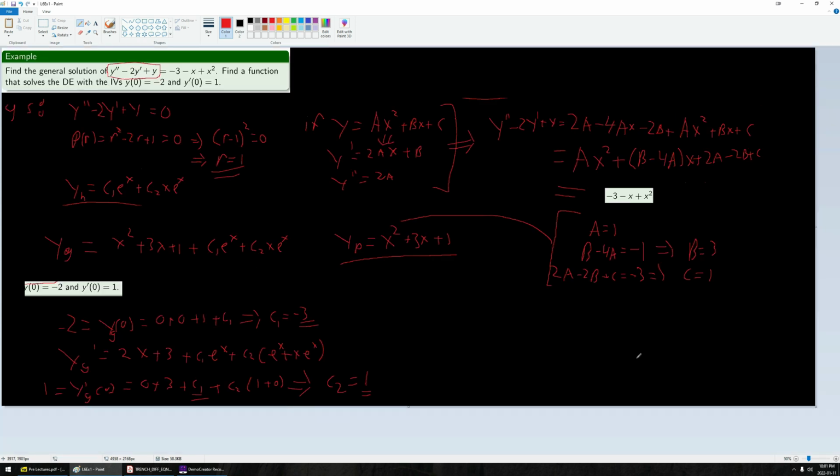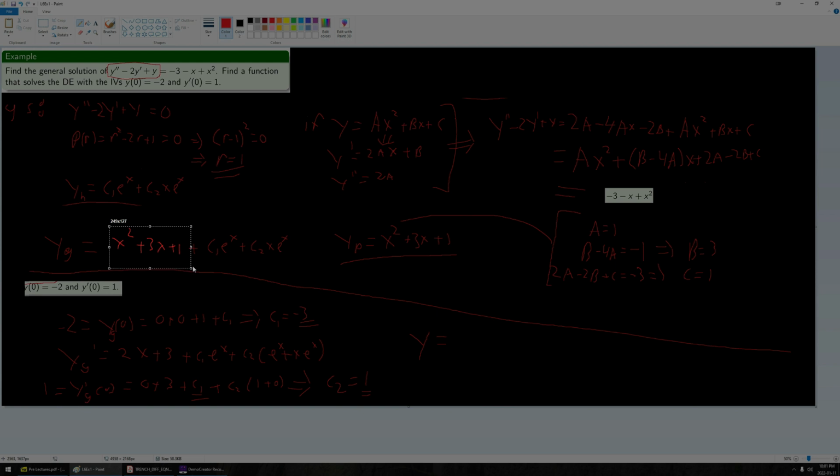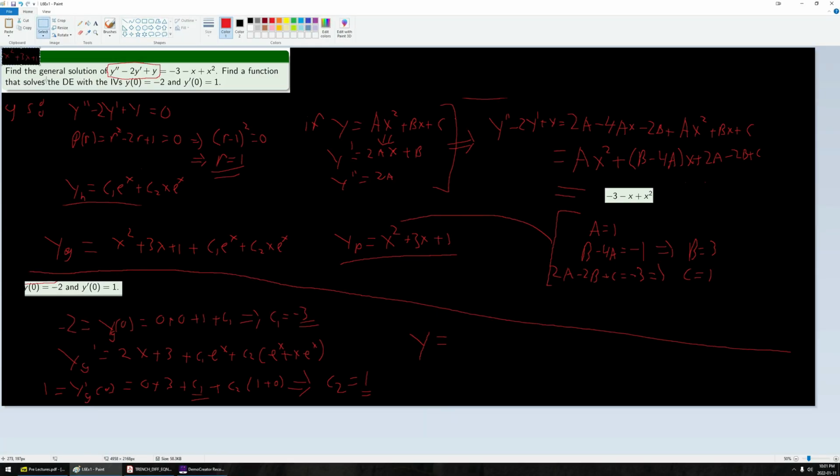Okay, so now I have my C1 and C2. If I zoom out, just to separate them out, I can conclude that my solution to the initial value problem will simply be y is equal to the thing that I had here as it stood. Oops, I do not want to copy it that way. The thing that I had here, and then to this I want to subtract 3e to the x, and then to this I want to add 1x e to the x.